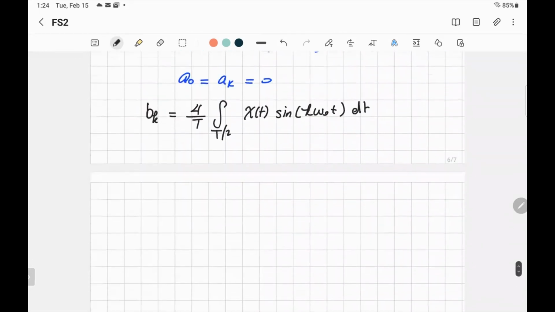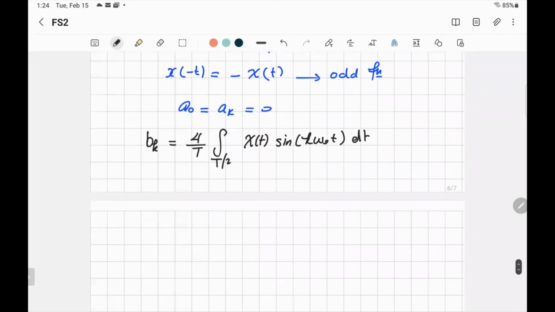That's BK. And I expect that this odd signal doesn't have A0, doesn't have AK. So when you express X of t in Fourier series, it will be only the sine term. So it will be equal to sigma k from 1 to infinity BK sine k omega naught t. That's what you gain if you know the signal is odd. Makes life easy. So now I know that it's odd, and I know what format I am supposed to use, then I start the process.